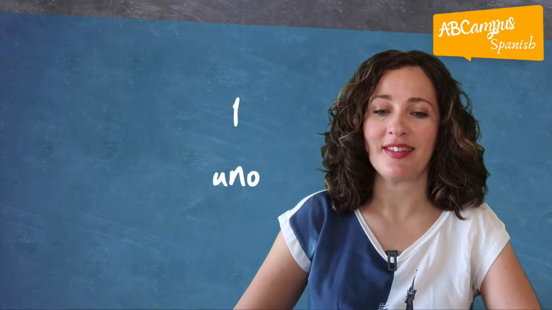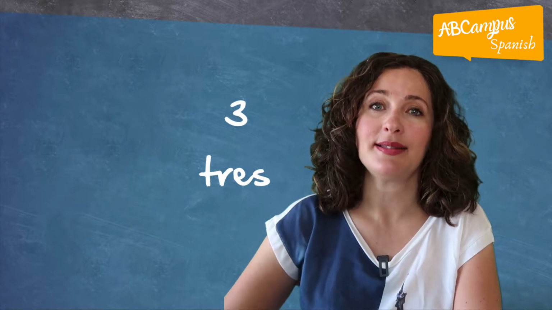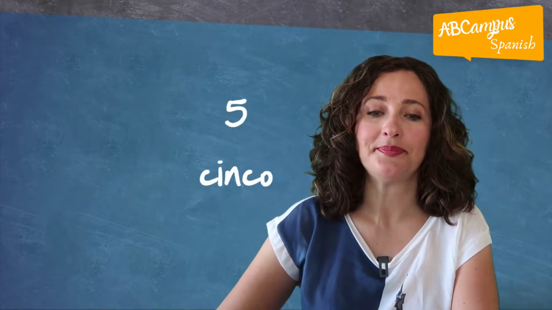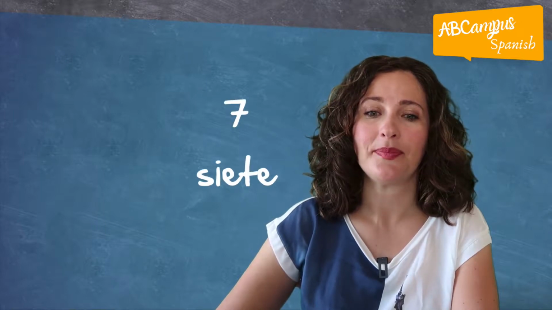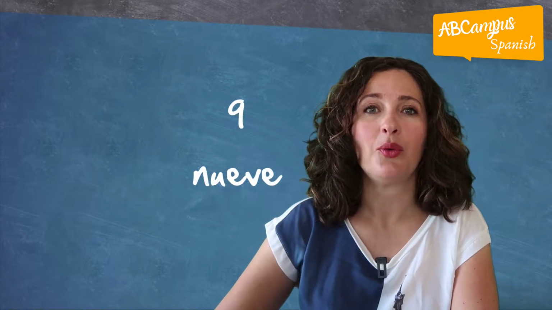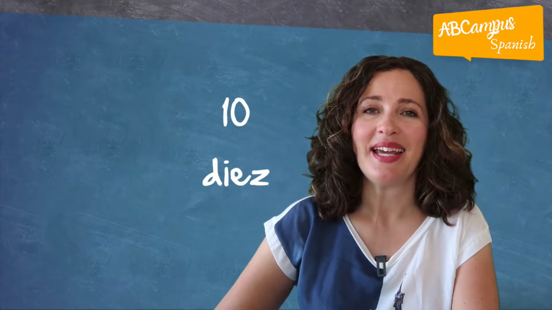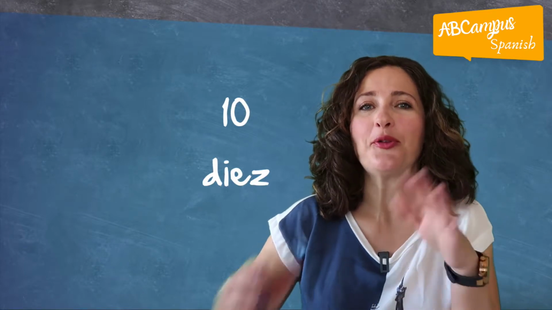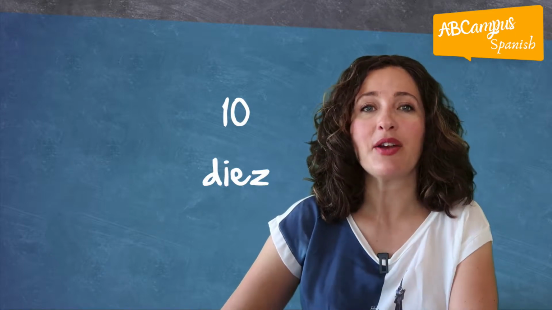Okay, so uno, dos, tres, cuatro, cinco, seis, siete, ocho, nueve, and diez. Now it gets a little challenging from the teens, so pay attention to how you pronounce it and write it. It's a little bit different than English.